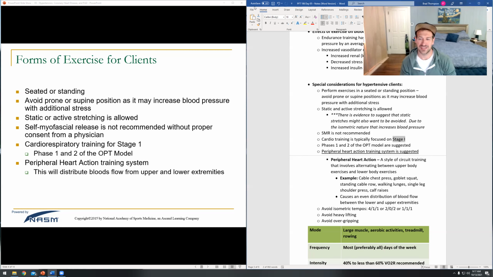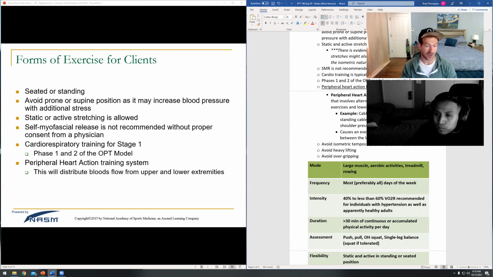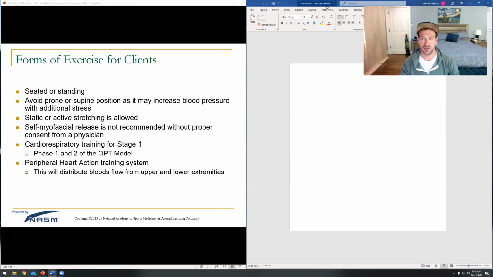So phases 1 and 2 of the OPT are going to be suggested because, again, those are our low intensity, sort of gentle phases of the OPT. And then one of the coolest things we're going to do is what is known as a peripheral heart action system. What a peripheral heart action system is, you guys may have done this on your own before without really realizing it.